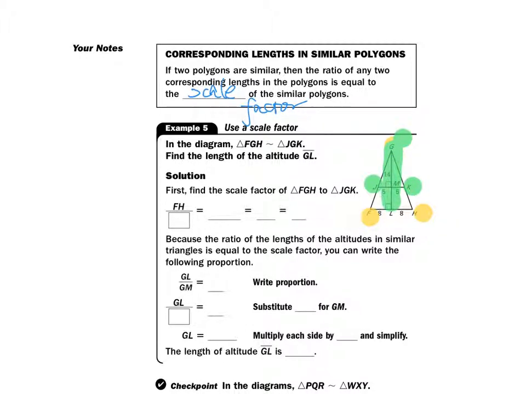Let me use a different color. GL. It's asking us to find GL. There's not much that's given directly about GL. So we have to use all the given information and derive the length of the altitude GL.